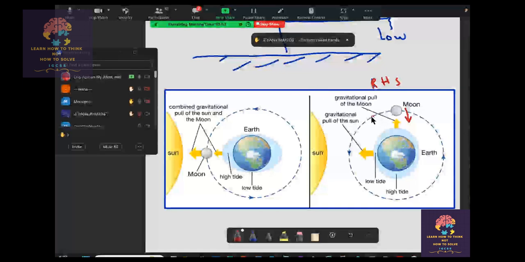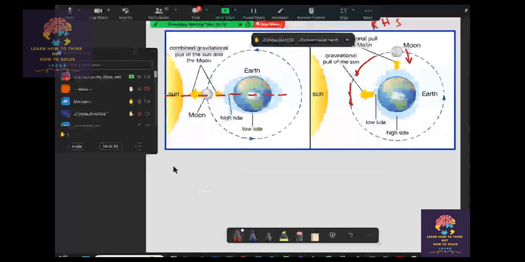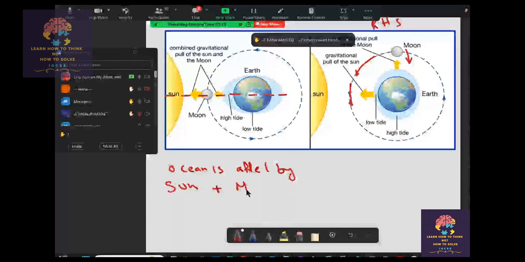When the moon rotates and becomes on the same line, as you can see here. Yes, I can see. Now the water is affected by what? The ocean is affected by what? The first one, it's affected by the sun and the moon. No, this one, the left hand side, is affected by what? Yeah, it's affected by the moon. By sun. By sun and moon. Plus moon gravitational force. Yeah, by sun and moon. Right?